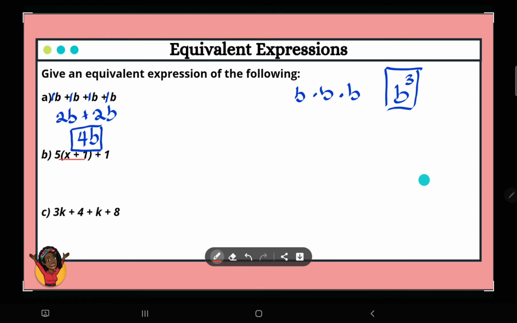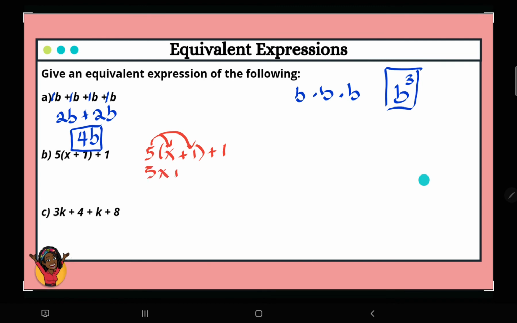So what can I do to this example here to simplify? If you said distributive property, then you're absolutely correct. So let's go ahead and rewrite it where we have a little bit more space. What am I distributing? I'm distributing the 5 through to everything in the parentheses, not just to the x, but also to the 1. So that would give me 5x plus 5 plus 1.